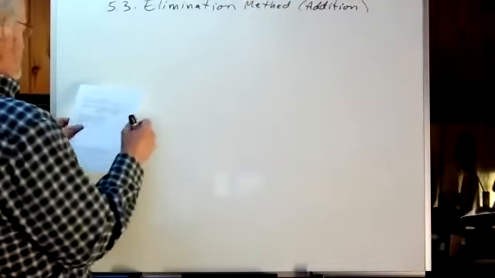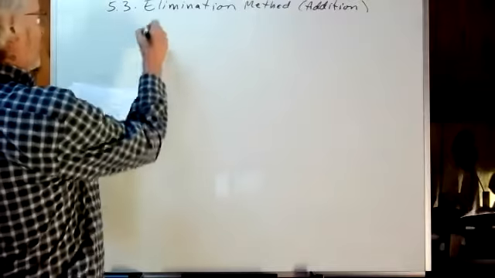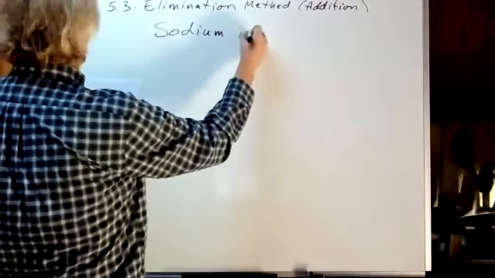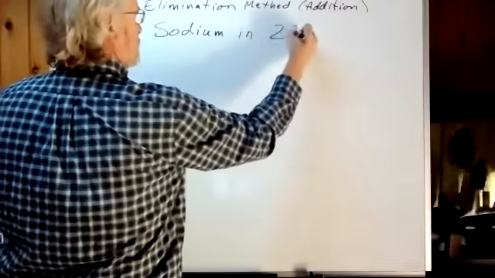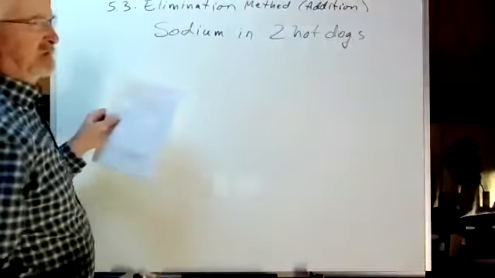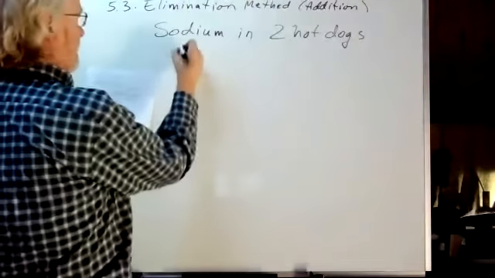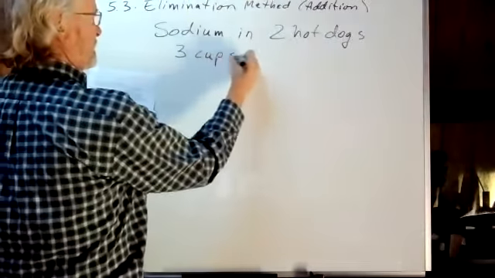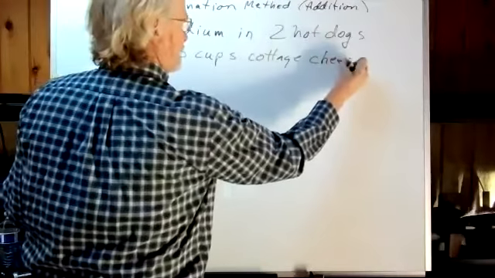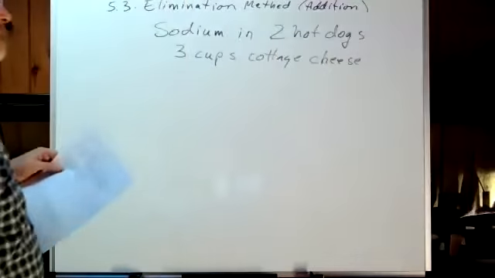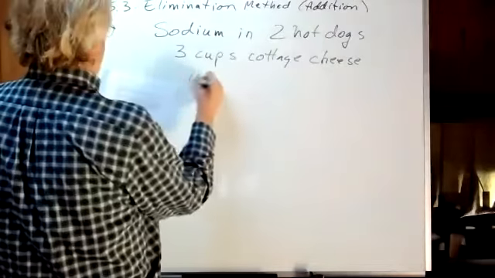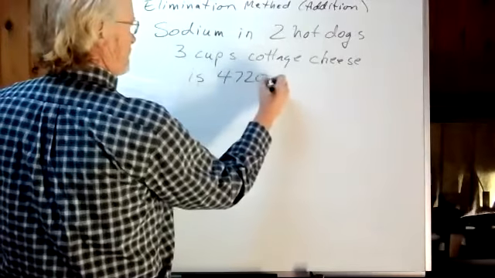How about sodium, salt, right? And 2 hot dogs, everybody's favorite. Yeah, I hardly ever eat those. I like sausage, but hot dogs. And 3 cups cottage cheese. Don't eat that much either. The sodium in 2 hot dogs and 3 cups of cottage cheese is 4,720 milligrams.